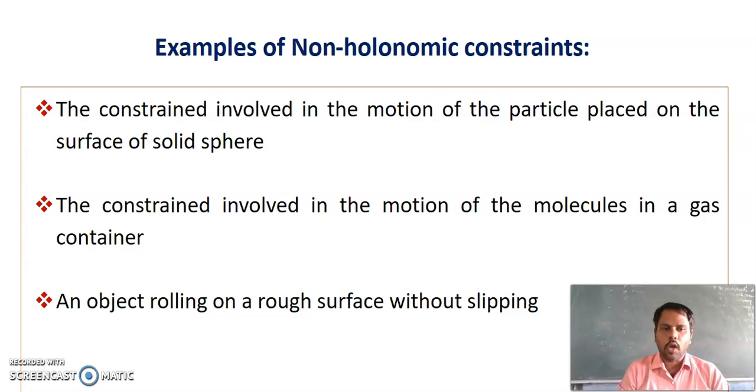Examples for non-holonomic constraint. The constraint involved in the motion of a particle placed on the surface of a solid sphere is an example for non-holonomic constraint. The constraint involved in the motion of a molecule in a gas container is an example for non-holonomic constraint. An object rolling on a surface without slipping is an example for non-holonomic constraints.